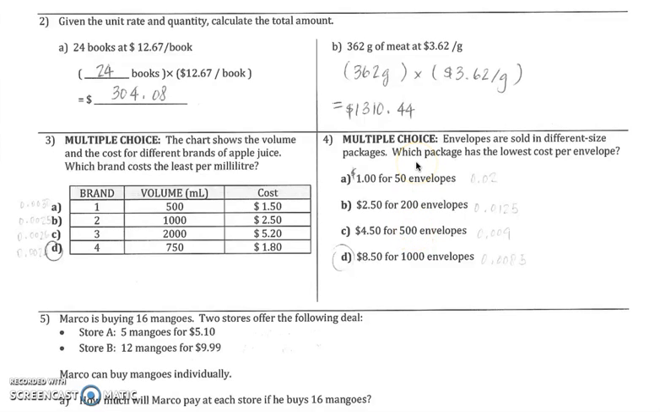Number 4 is also a multiple choice question. Envelopes are sold in different size packages. Which package has the lowest cost per envelope? So once again, we need to figure out how much it costs for each envelope, because these packages come in different sizes. Unit cost is calculated by dividing the dollar amount by the number of envelopes in each package. So here are the unit costs. And so again, D is the least expensive, or the most economical option.